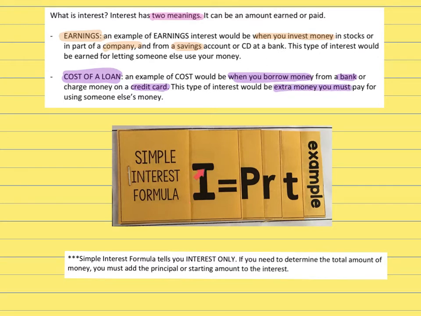There's a handout also that's going to go over this simple interest formula on your page. We'll open these tabs in a minute. But underneath it, it says, hey, here's what you need to know. If you're going to be calculating simple interest, it tells you the interest only. If you need to know the total amount of money, then you have to add your principal, and this will make sense later in a second, with the interest that you earn in order to get the total.